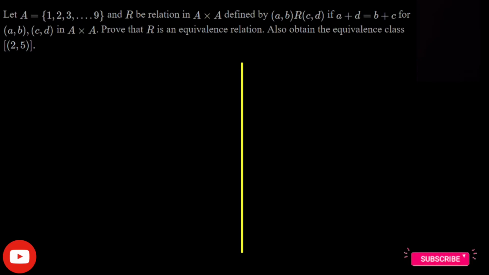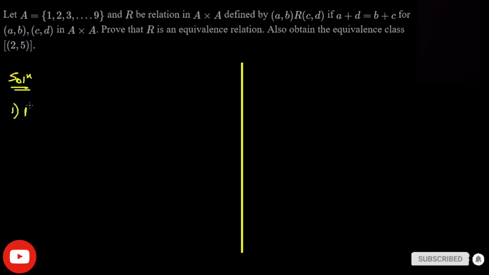Now we know that any relation is an equivalence relation when the relation is reflexive, symmetric and transitive. So to prove that (a, b) related to (c, d) is an equivalence relation, we will first prove that the relation is reflexive, symmetric and transitive, and then we will move ahead to find the equivalence class of (2, 5). So let's take a look at the solution.